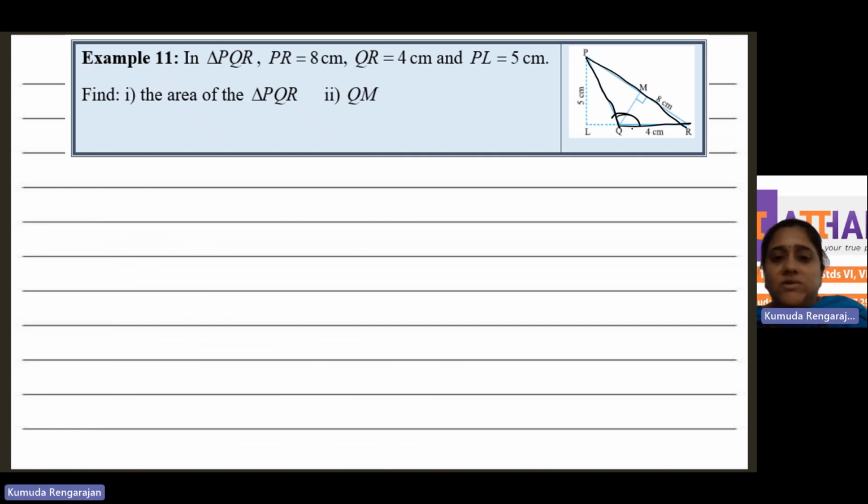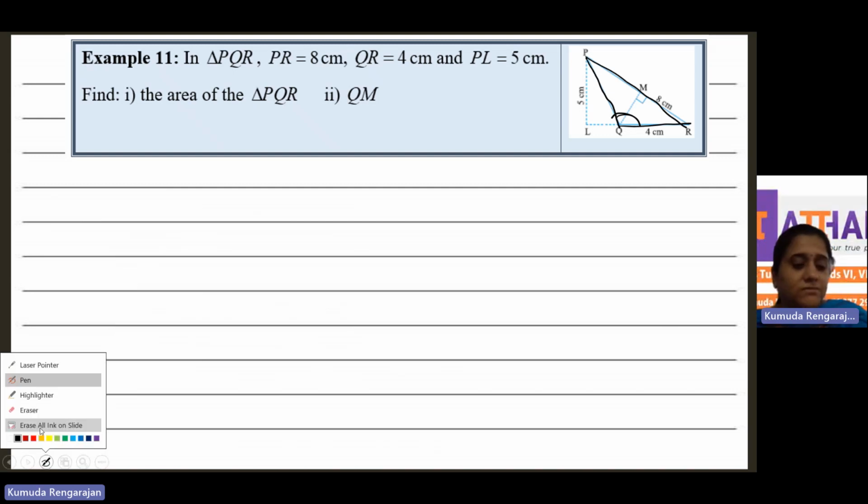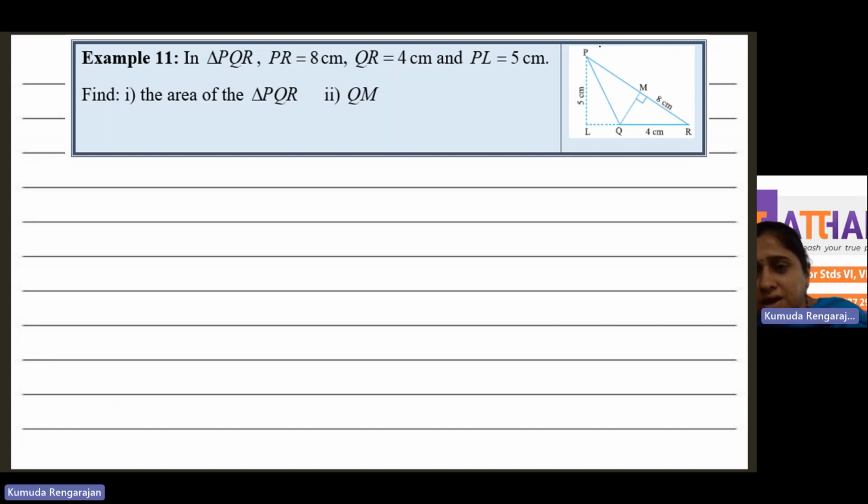What is given? Look at the board. PR is 8 centimeters. This full thing, PR, is 8 centimeters, but they marked it here. Don't get confused. Don't think MR is 8 centimeters. PR is 8 centimeters. QR is 4 centimeters. PL is 5 centimeters. Now with this information, find the area of triangle PQR.